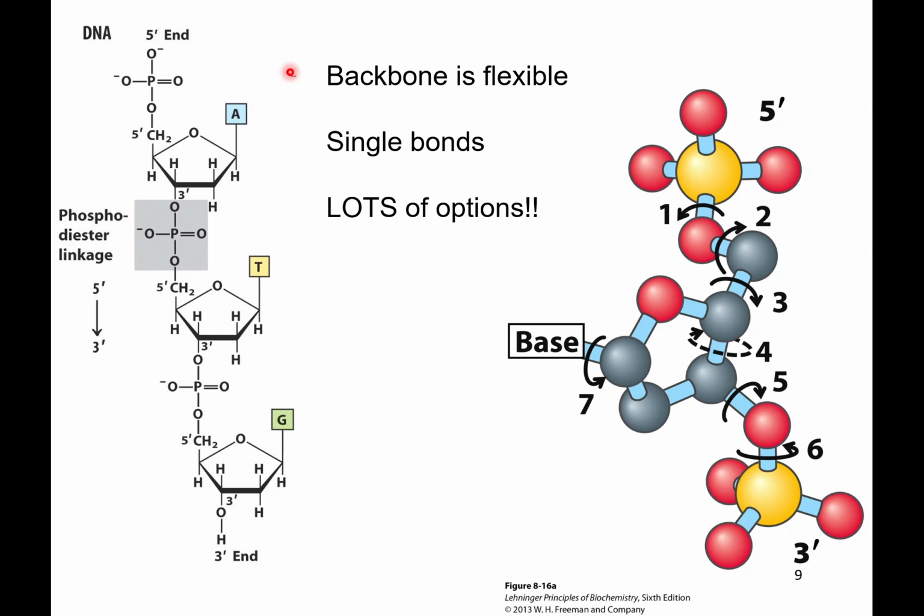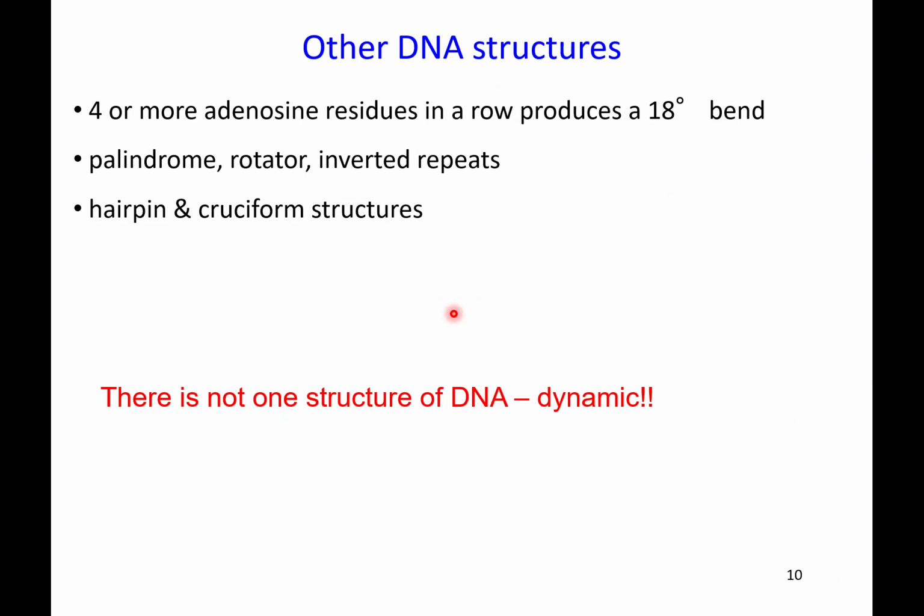The backbone in DNA is actually pretty flexible. There's lots of single bonds in here if we look at this. So this would be the backbone, and really they're all single bonds going through this, which means they can all rotate. And maybe this double bond here in the ring structure probably adds a little bit of rigidity. But other than that, these are all single bonds that can rotate. What that means is there's lots of options for bond angles, and you can get more DNA structures.